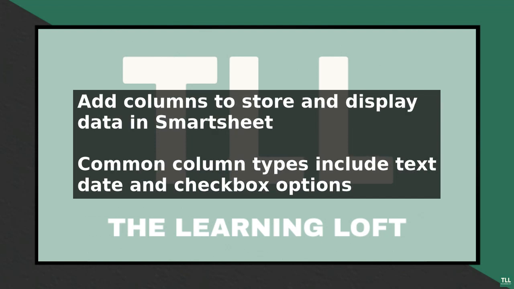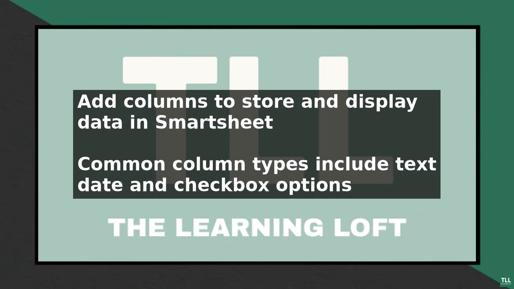Once you have chosen your template, you will be prompted to set up your sheet by adding columns. Columns are used to store and display data in your Smartsheet. Common column types include text, date, and checkbox. You can also add custom columns to fit your specific needs.